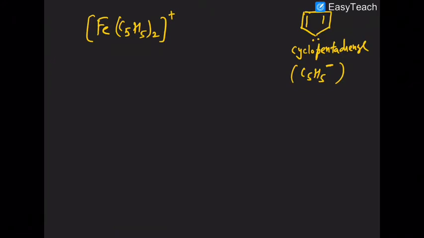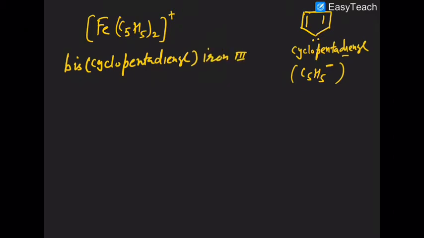Now next name is a very interesting name. This ligand C5H5 negative is known as cyclopentadienyl. It is an anion. Carbon carries negative charge. Because the name already contains di, it should be written as bis. So it is bis(cyclopentadienyl)iron(III), because here it already carries a charge of +1. Are you sure about that? Clear?